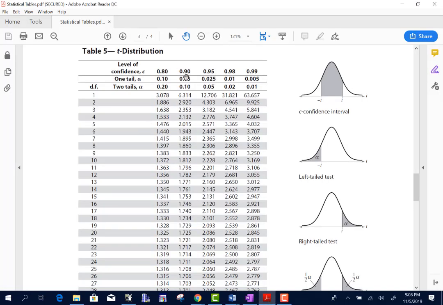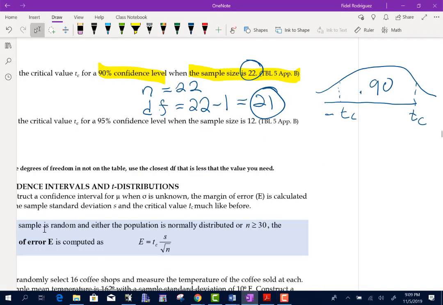So look, just to kind of give you a heads up, here's my confidence level. Do you see how it says 0.90? Okay, what was our degrees of freedom? Do you remember? 21. So guys, I'm going to scroll down here, and do you see the number that I'm coming up with is 1.721? Okay. So I'm going to say, look, my TC is going to be 1.721.